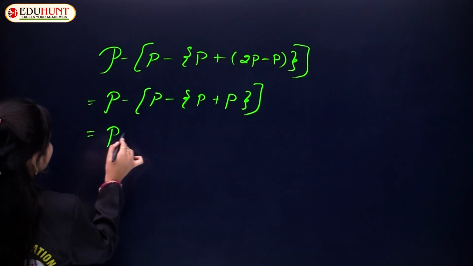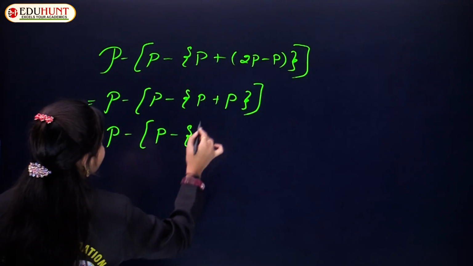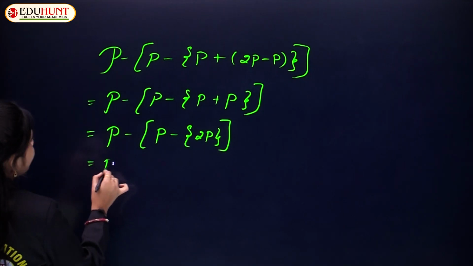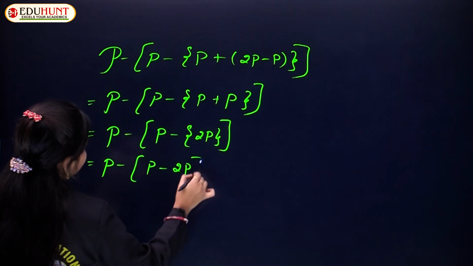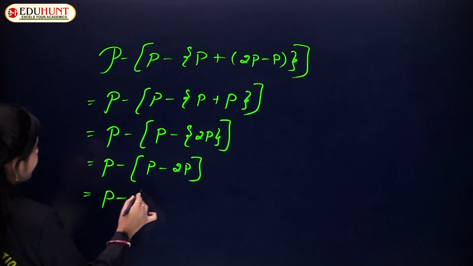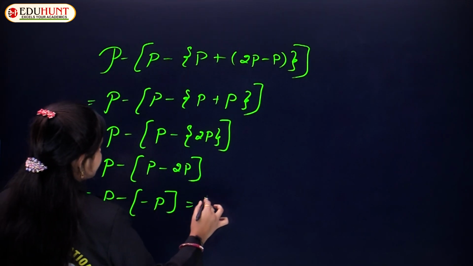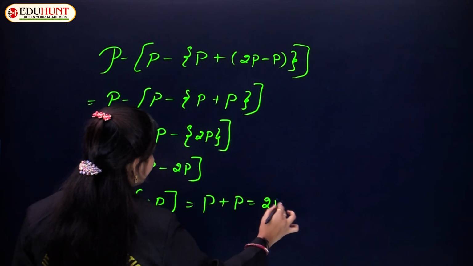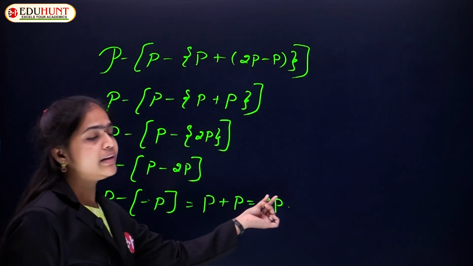Next, which is equal to P minus of again P minus of P plus P, which is equal to 2P. Again P minus of P minus 2P. Now here P minus of P minus 2P, which is equal to minus P, which is equal to minus into minus plus P, which is equal to 2P. After simplification of the given expression, here we got 2P.